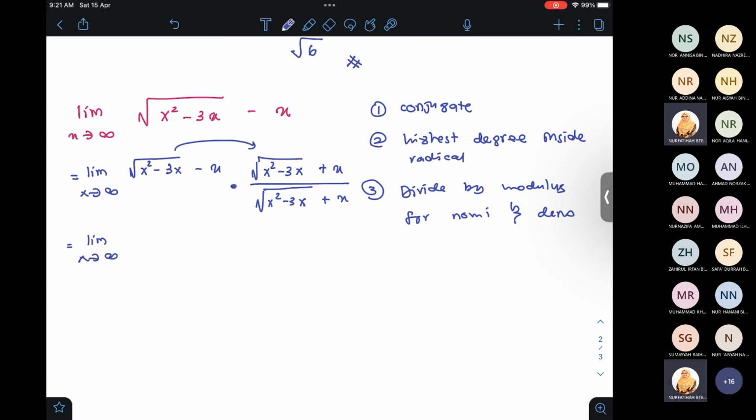For the upper part, we can cancel out the radical. So we have x square minus 3x, and then for this one plus and this one minus, that means 0. Then minus x and plus x, you get minus x square. For the bottom part, we have square root of x square minus 3x plus x.